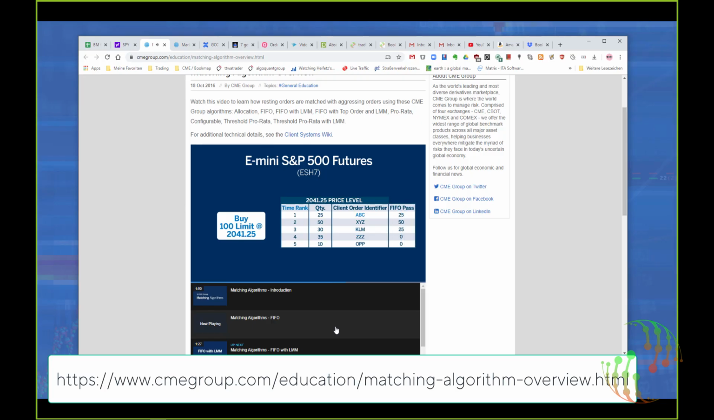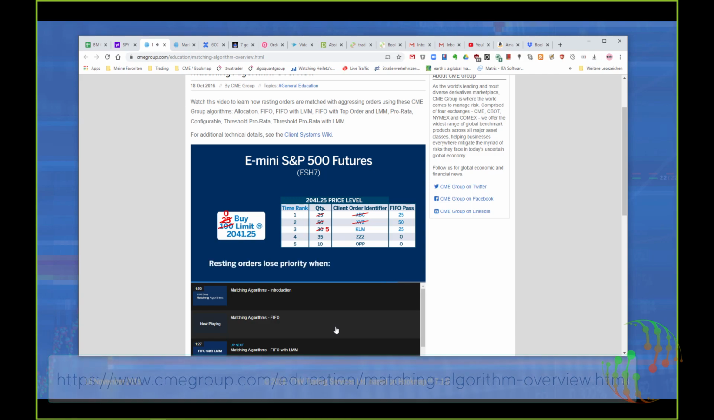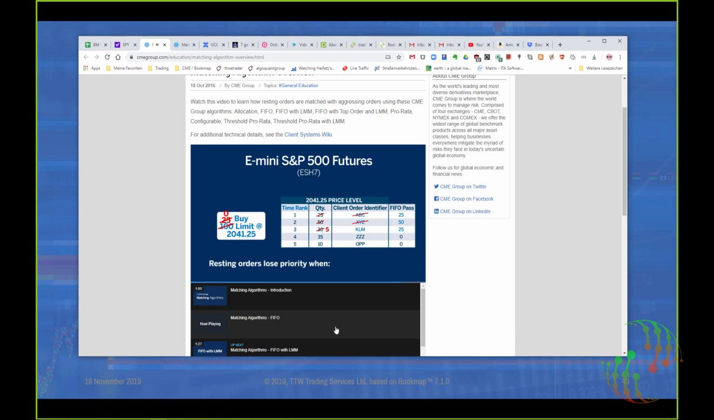Resting orders for firm ABC and XYZ match fully. Firm KLM matches partially, which leaves their non-matched quantity of 5 resting on the book. Note, in a FIFO market, a resting order loses time rank priority and is requeued when modified in any of the following ways: quantity increase, price change, or account number change.